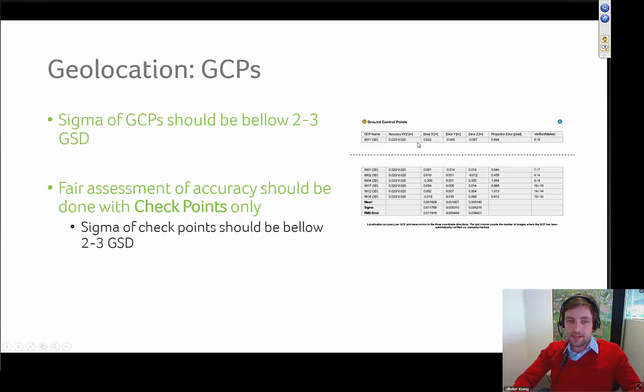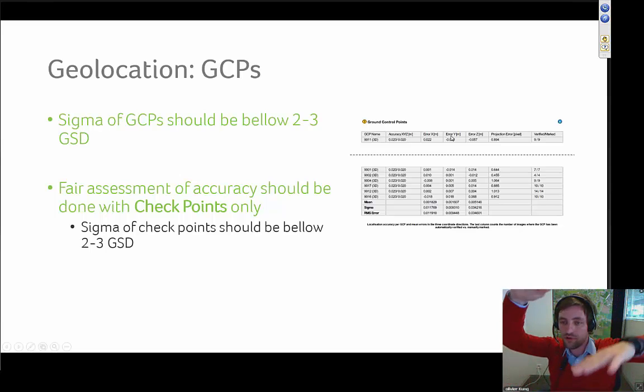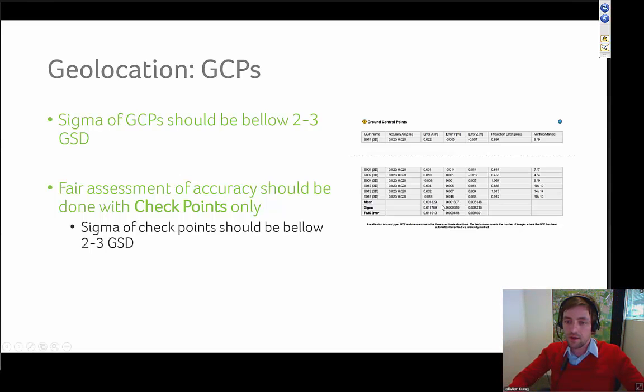And that means that if you look at this figure and you want to see how well the model was able to match to the ground control points, you should check that the sigma, which is basically the deviation of the error, or actually even more important, the RMS error, is below 2 to 3 times the GSD. So it's important to check that.